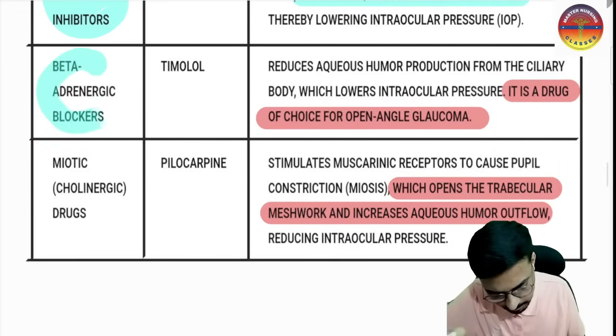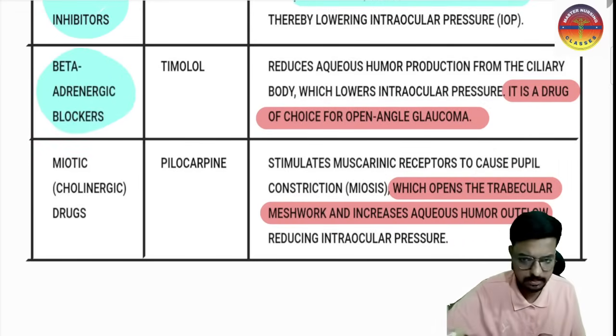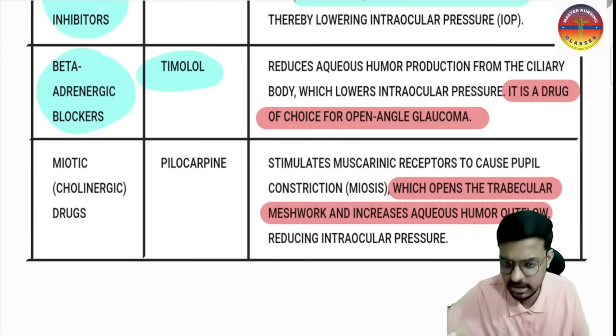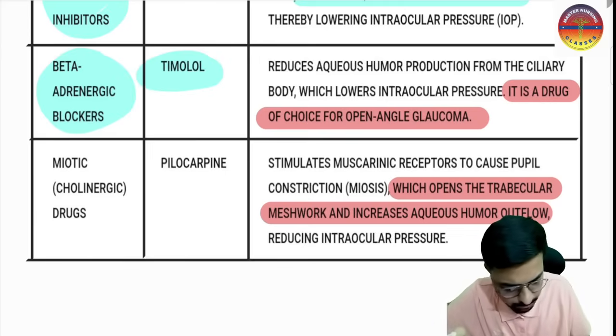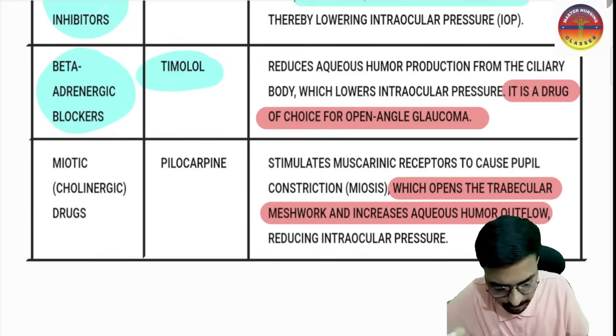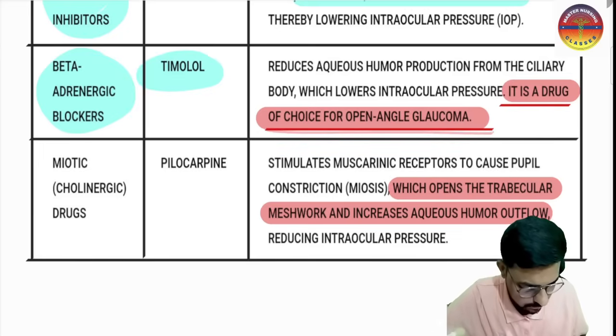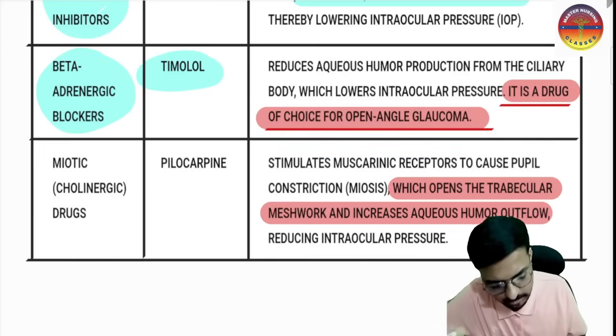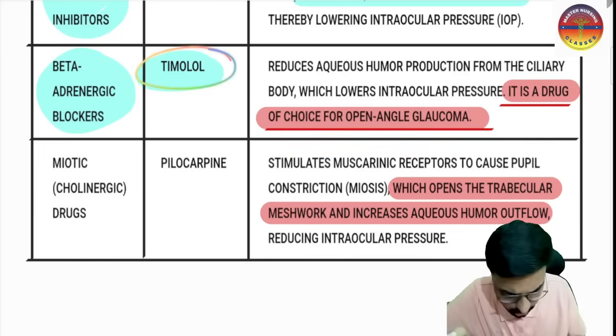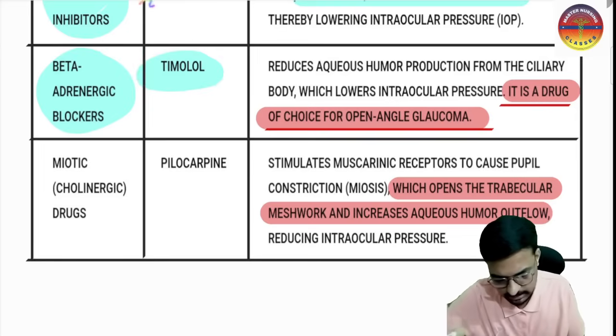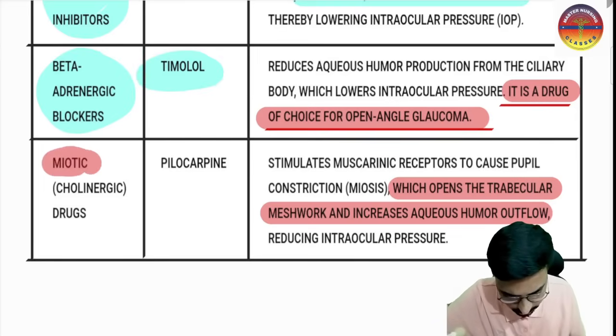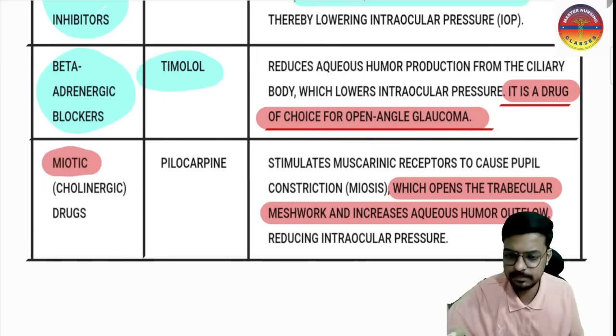Next we have the beta adrenergic blockers, or the beta blockers. In this one we have timolol as the drug of choice. This is used as the primary drug and drug of choice in a patient with open angle glaucoma. So this will be very important. Timolol, and in angle closure glaucoma also we will use this one, right? Yes. So next we have the most important, that is the miotic drugs.